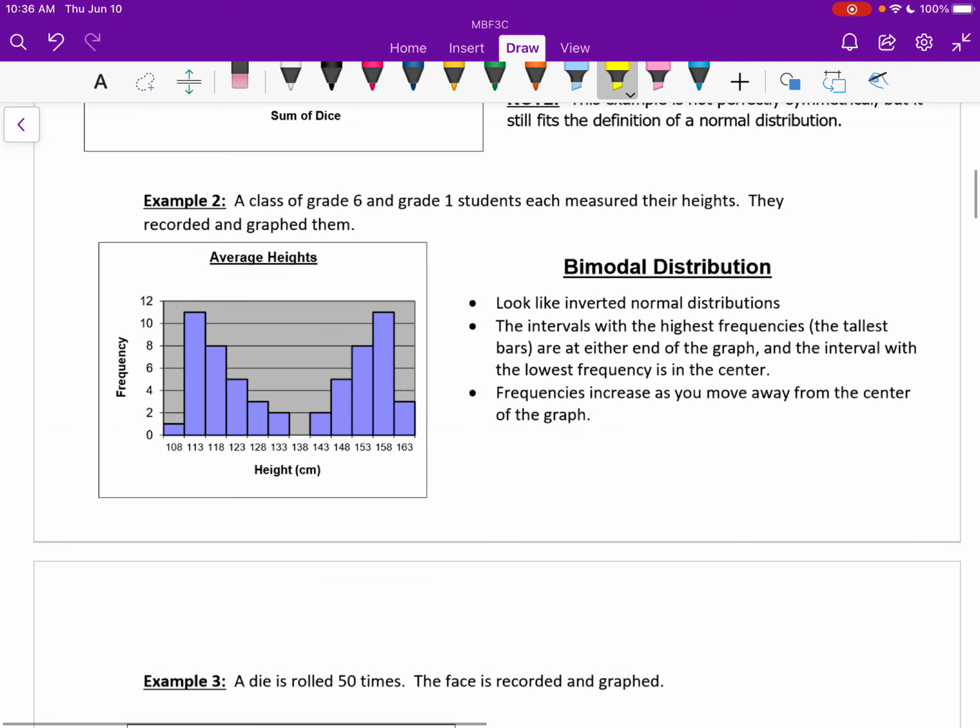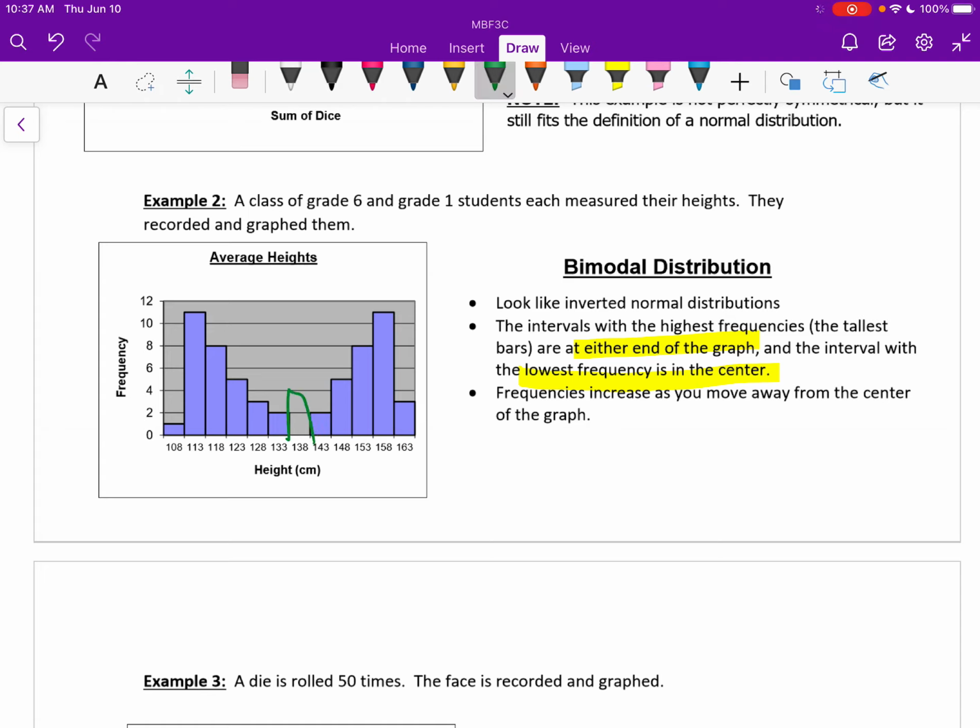Okay. Another type of symmetrical distribution is this bimodal distribution, right? So we can say that we start off, decrease, and then go back up. In this situation, the two extremes are actually the highest, right? So it looks like an inverted normal distribution where the intervals with the highest frequency, or the tallest bar, are at either end of the graph, so the two extremes, and the interval with the lowest frequency is in the center. Frequencies can either increase or decrease as you move away from the center of the graph, right? So as you move away from the center of the graph, they're increasing.